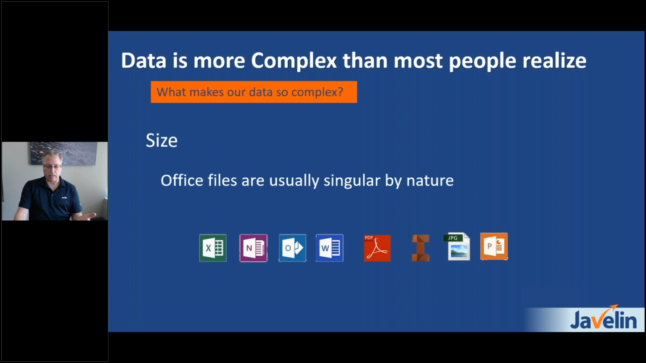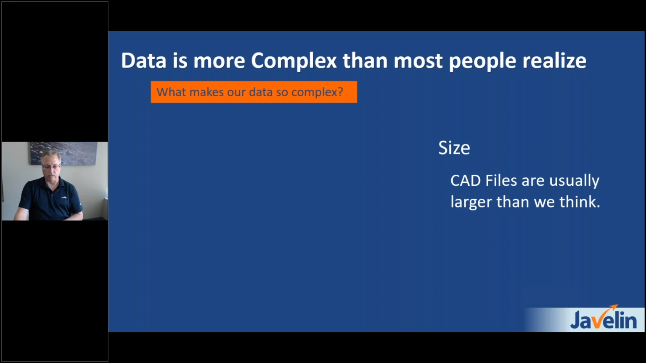What's the biggest thing that makes our data so complex? Well, the size mainly. We have so much data that's being generated. Normally, Office files are considered to be singular files. Users may have one or two of them open. They might even have email open, but the files themselves are generally single document type files.